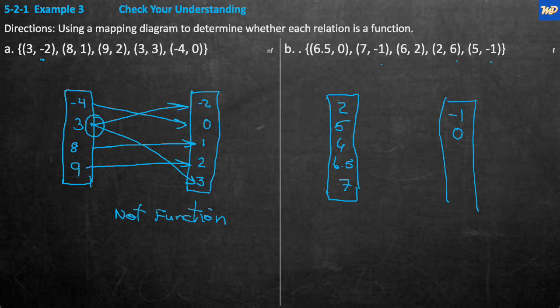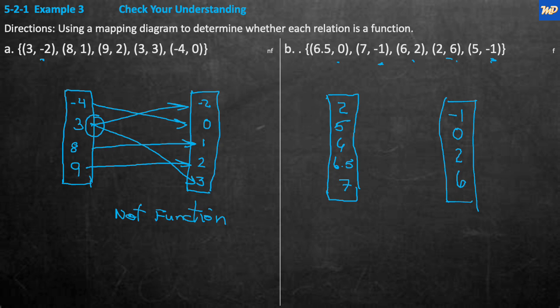Okay, so then we have the 0, we have a 2, and we have the 6. Right, so we have a -1 right here. That means there's 1, 2, 3, 4 outputs. Here we have them right here: -1, 0, 2, and 6.